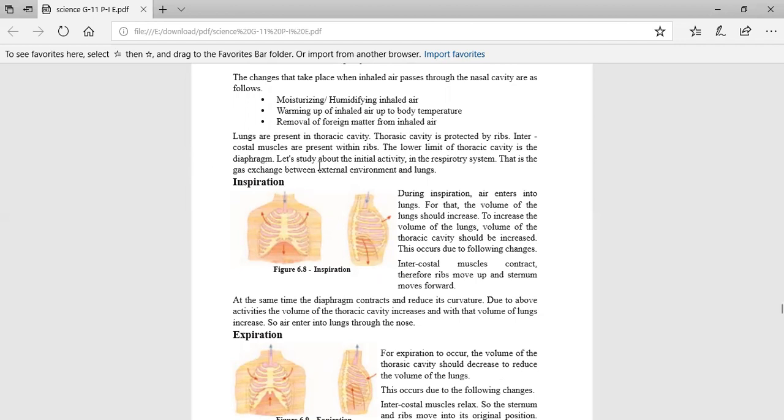Intercostal muscles are present within the ribs. They are the pink-colored intercostal muscles. The lower limit of the thoracic cavity is the diaphragm. This is the diaphragm, a muscular layer. Right.